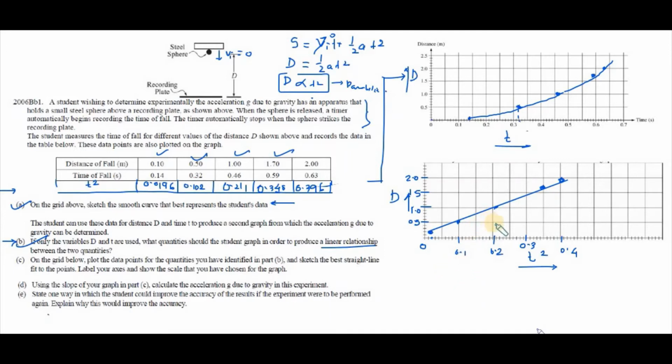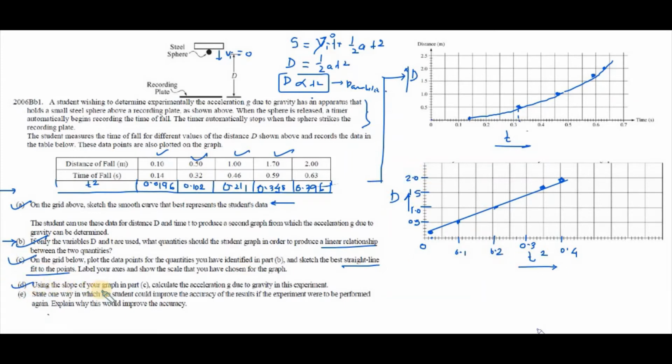We can measure the gradient of this section. So on the grid below, plot the data points for the quantities you have identified in part B and sketch the best fit line. So this one is representing the best fit line, the best straight line fit for the points, and label your axis. Show the scale that you have chosen for the graph. So already we have plotted d along the y-axis and t square along the x-axis.